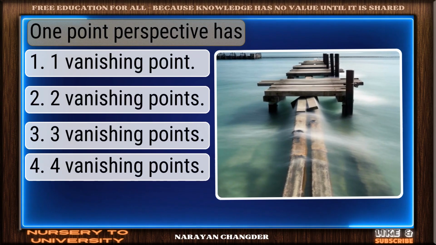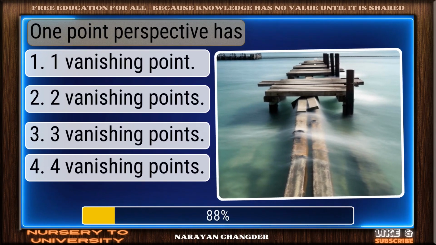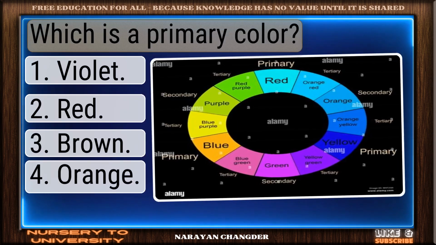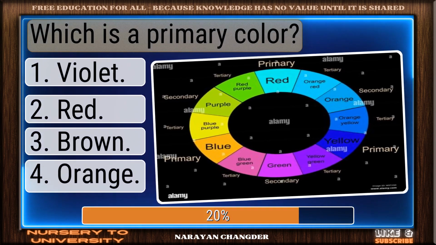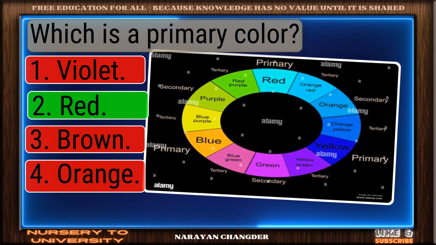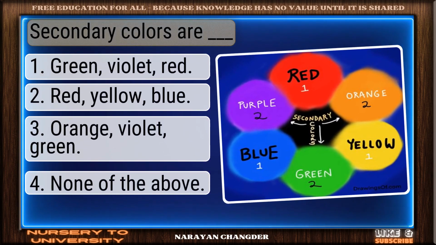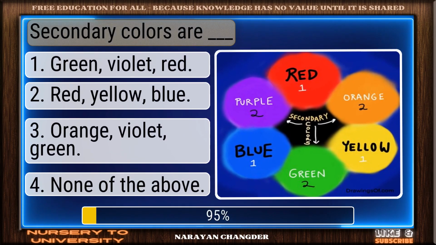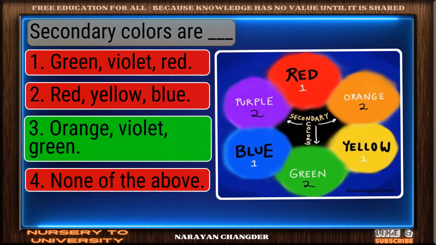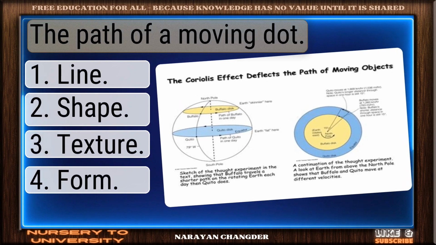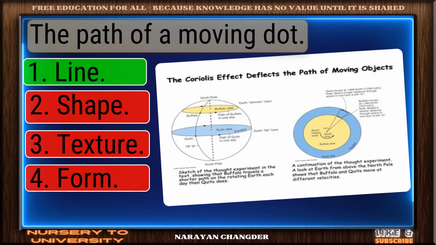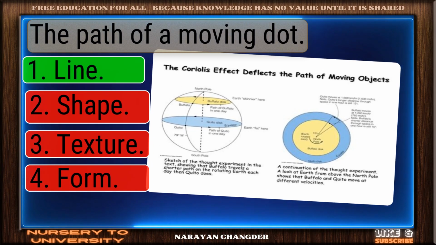1 point perspective has. Great job. 1 vanishing point is the accurate answer. Which is a primary color? Nice selection. Red is the correct and valid answer. Secondary colors are dash. Nice work. You chose orange, violet, green, and it is correct. The path of a moving dot. Strong choice. Line is the right answer.